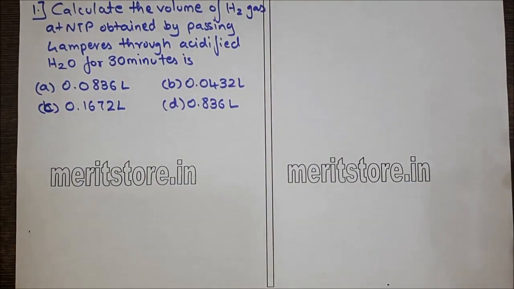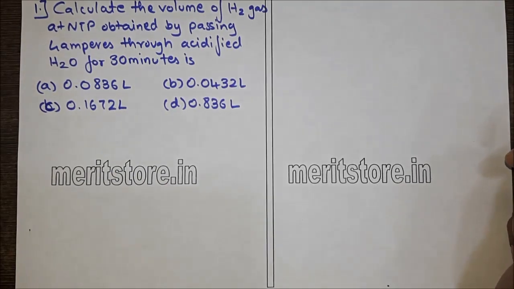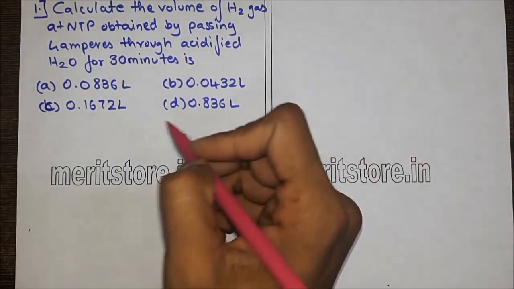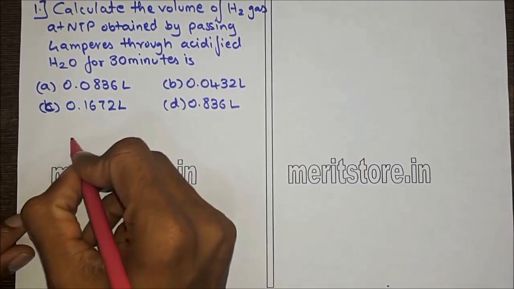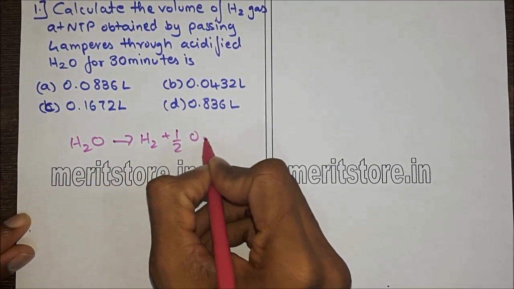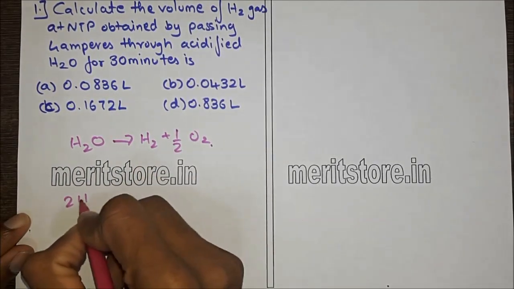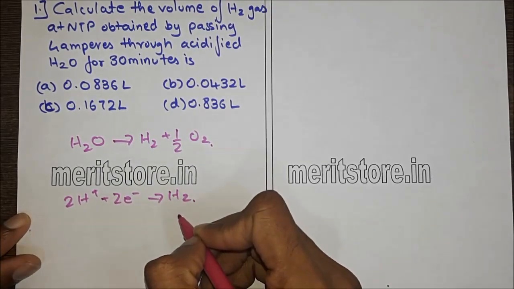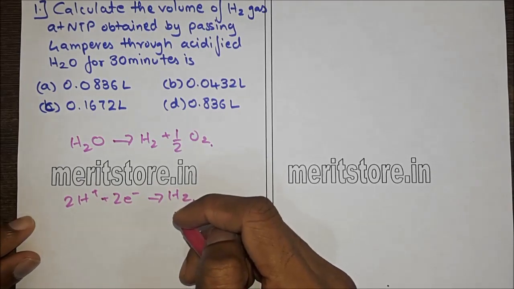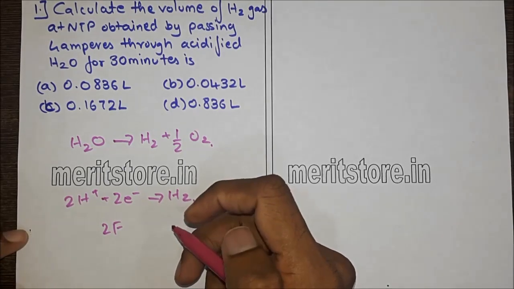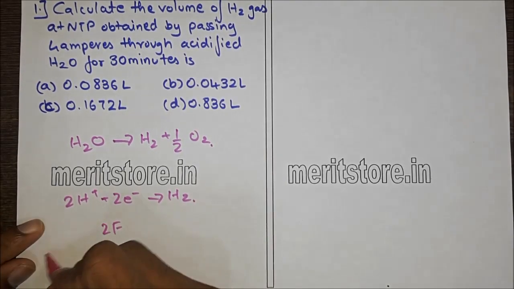Question 1. Calculate the volume of H2 gas at NTP obtained by passing 4 amperes through acidified H2O for 30 minutes. We are given 4 options here. H2O gives us H2 plus half of O2, which is 2H+ plus 2e- giving H2. So for the production of 1 mole of H2, 2 moles of electrons, that is 2 Faraday charge, is required.